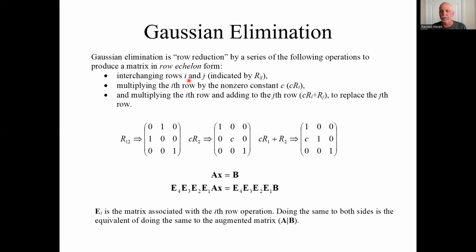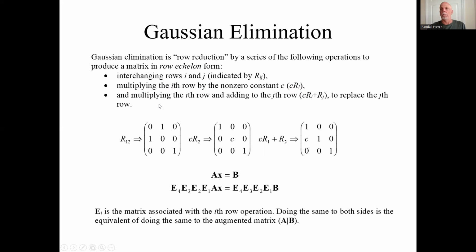I can interchange two rows, i and j. And so you can follow what we do, I have symbology for each operation. If I'm just switching rows i and j, that's what I call R_ij. Another operation is multiplying any one row by some constant. So if I multiply the ith row by the constant c, I indicate it by c times R_i.